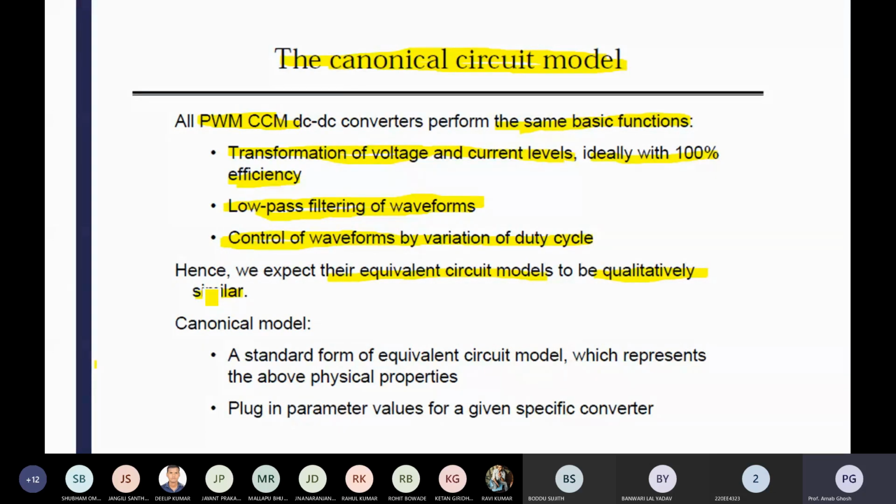Sometimes you use averaged modeling, averaging all the parameters that way. So in the canonical model, what are the most important features? A standard form of the equivalent circuit model. That means there is an equivalent circuit model which represents the above physical properties. Physical properties means that the circuit model gives you the physical properties of your converter.